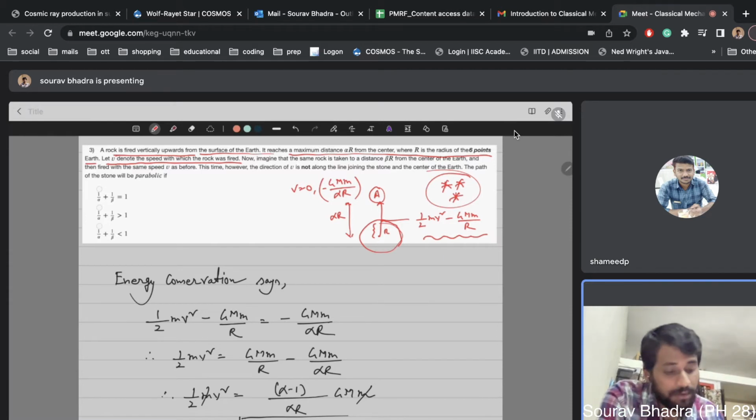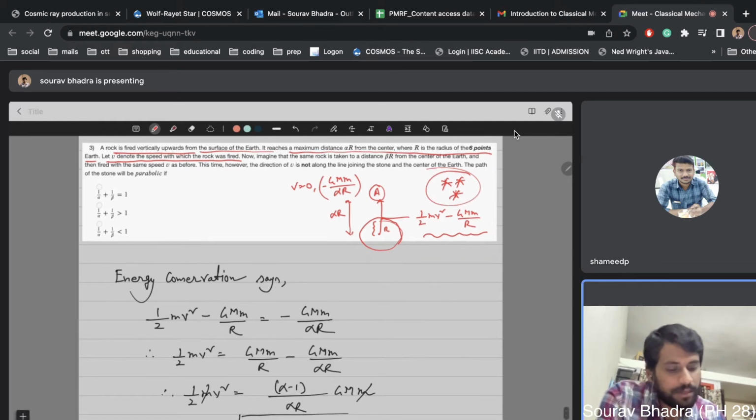because it has been already said that the distance is alpha R. Here GMm is coming from the gravitational force, and I have considered the capital M as the mass of the earth and small m as the mass of the stone or the object, rock, whatever it is. Okay, so that is coming from this.